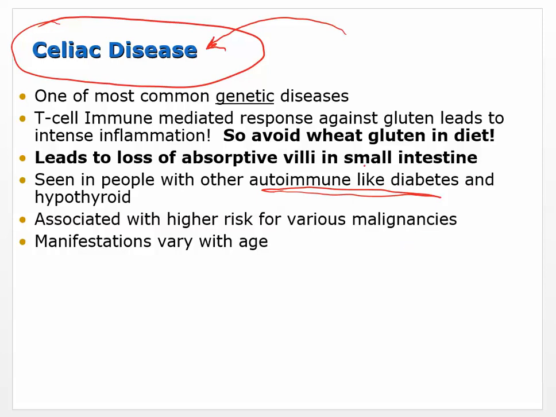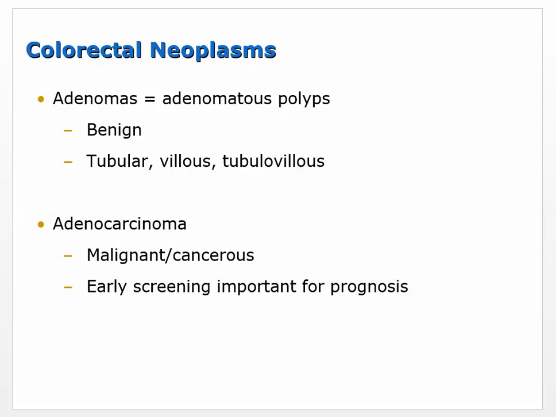Hypothyroidism, for whatever reason, also tends to be associated with it. I need to probably look into that, but I'm not sure why. It's also associated with a higher risk for various malignancies, which may relate back to the damage that's taking place. Manifestations, or how it's expressed, may vary with age. Okay, so that was celiac.